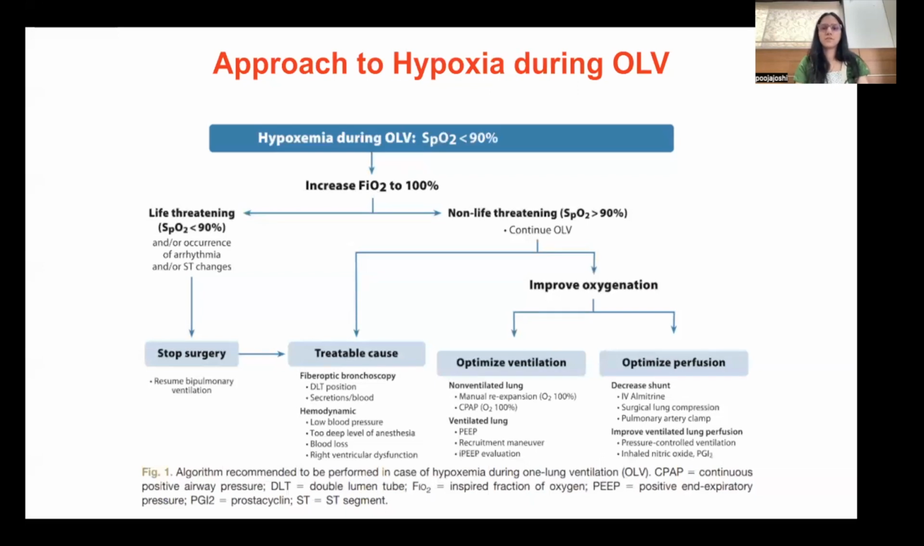If it is non-life-threatening, you continue one lung ventilation and treat the treatable causes like malposition, suctioning the secretions, treating hypertension, the depth of anesthesia if it is too deep, and treating blood loss. To improve the oxygenation, you can apply CPAP to the non-ventilated lung and PEEP to the ventilated lung, also using the recruitment maneuvers. To optimize the perfusion, inhaled nitric oxide can be used.